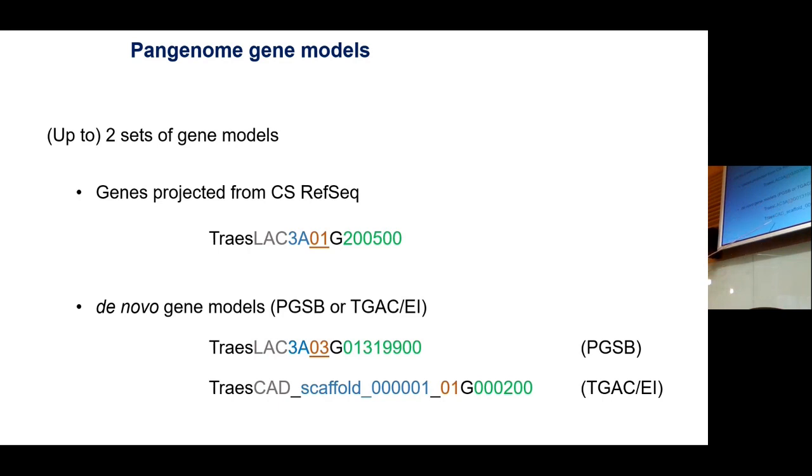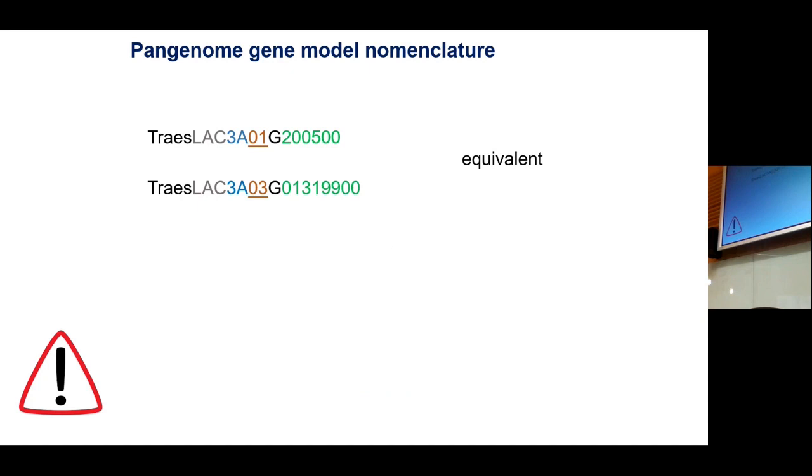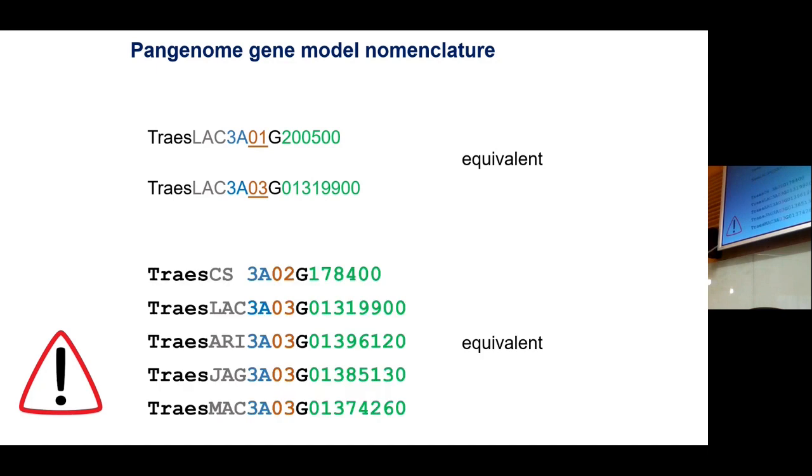And for the assemblies that are scaffold based, it's similar to the Chinese Spring TGAC assembly. So you have your species TraesCS, then the accession, this is Cadenza, the scaffold number, assembly version, gene number. And again, be careful. This is the gene model projection. This is the actual gene. These genes are equivalent to one another. Notice how the gene number has nothing in common whatsoever. In fact, the de novo annotated genes have 2 extra digits at the end, so you couldn't even just convert these that easily.